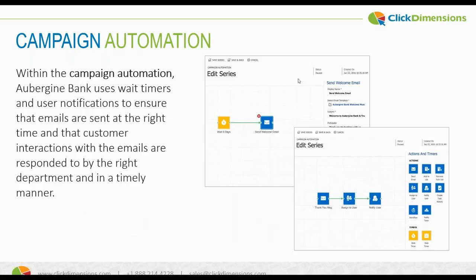With campaign automation, we can use wait timers and user notifications to ensure that emails are sent at the right time and customer interactions are responded to by the right people and in the right amount of time, again making sure that we're following up with them with either a task we associate to someone. We can even now, with our newest release, send a text message as part of an action with the campaign automation.